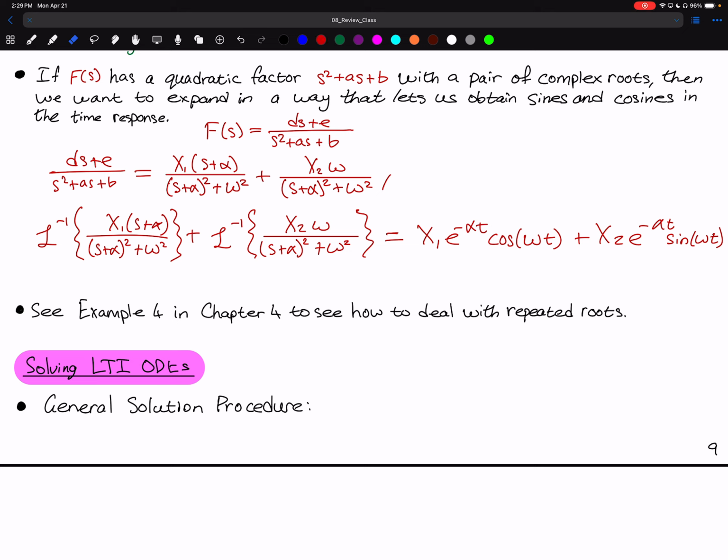And then if you end up with a problem with repeated roots, you'll need to see how to deal with that as we did in chapter 4. See example 4 in chapter 4.